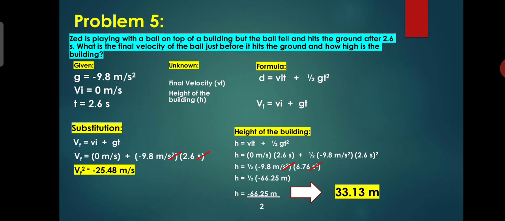Next, the height of the building. The height is equal to VIT plus 1/2 GT squared. So the height is equal to 0 meters per second times 2.6, which is 0. Next, we have 1/2 times negative 9.8 meters per second squared times the square of the time, 2.6 seconds squared. If you square the time, you will have 6.76 seconds squared. Multiply that by negative 9.8 meters per second squared, you have negative 66.25 meters. Then divide that by 2 because of the 1/2. The answer is 33.13 meters. In terms of height, there is no negative height or negative distance. It's always positive. So the height is equal to 33.13 meters.